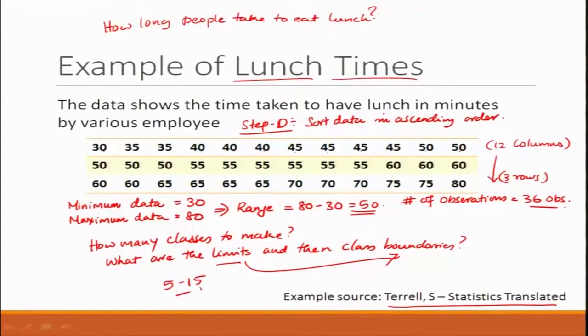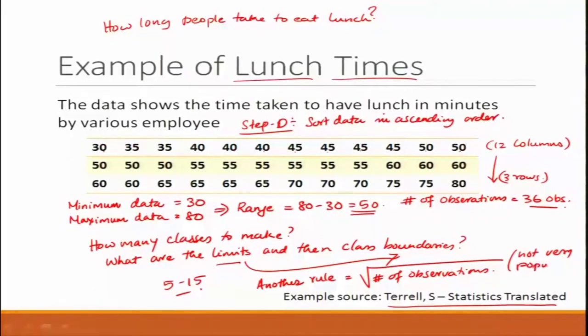Okay. There is another rule. Another rule is the square root of the number of observations. This is not very popular, only used in the case of small data sets. So, we will not follow this, but some people do use the square root of the observations to decide the number of classes. If this is more than 15, then you round it to 15. If it is less than 5, then you round up to 5. That is the way people do this. But this is not a very popular rule, but I am still mentioning that this rule is available.